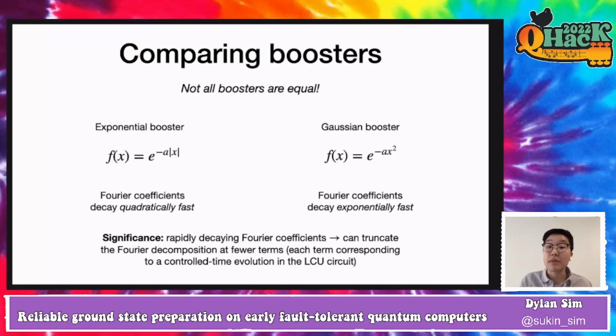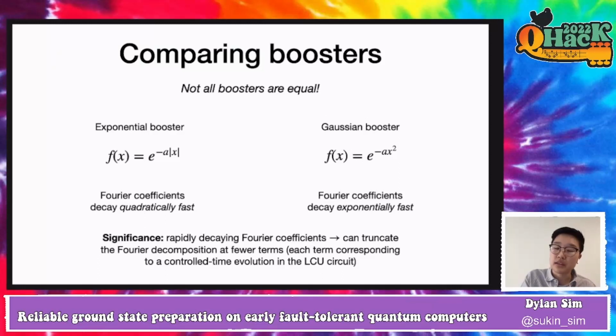So having more rapidly decaying Fourier coefficients implies that you can truncate the Fourier decomposition of the booster function at fewer terms, and each of these terms corresponds to a controlled time evolution operation in the LCU circuit. So what this implies is that, given the same A value, the Gaussian booster is significantly lower in circuit depth than the exponential booster.